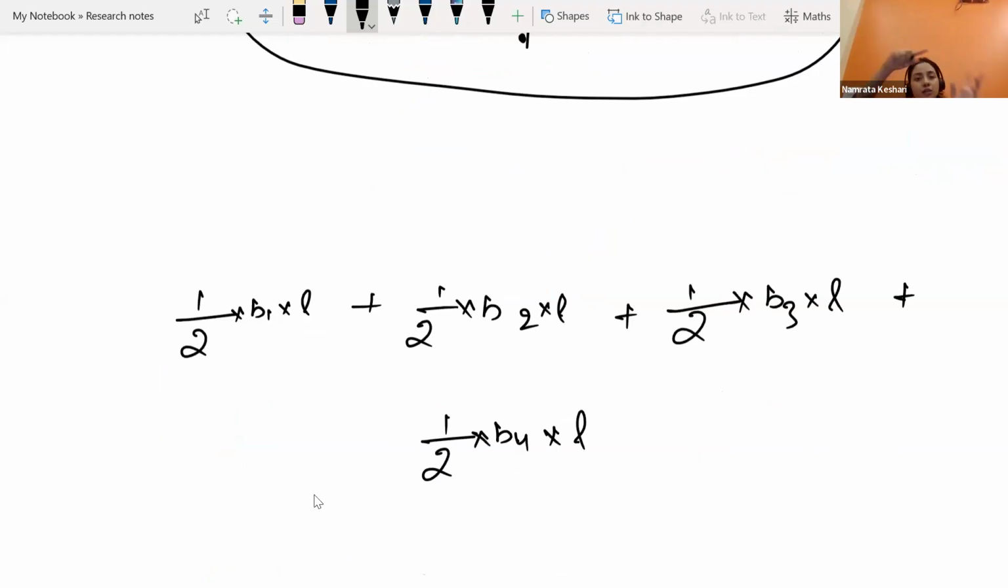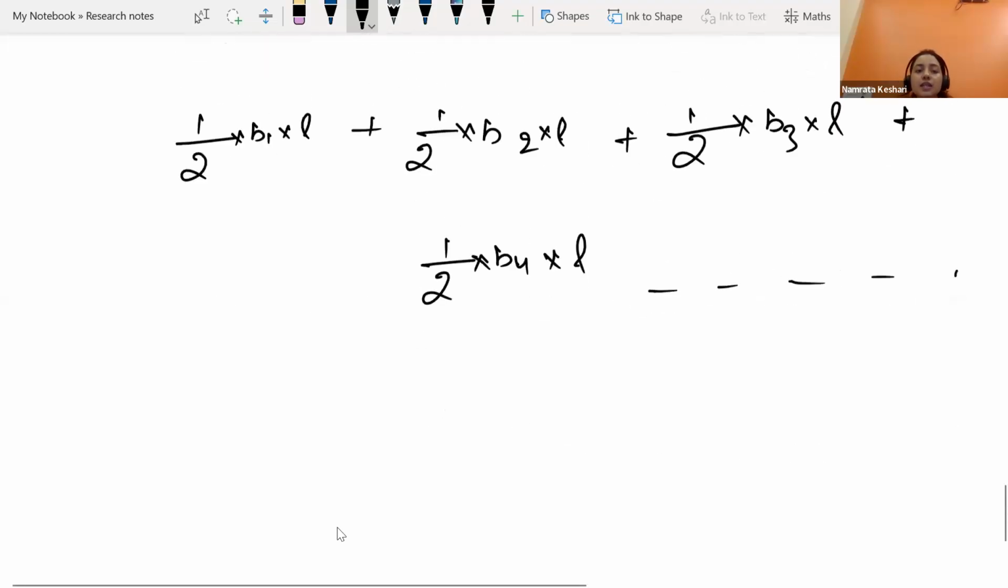We will keep on taking all the triangles. How many triangles do we have? We don't know. Maybe there are n triangles. So can we say that 1 by 2 and L we can take out common from here? Can we say that?